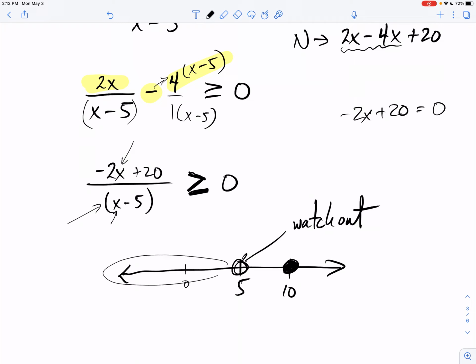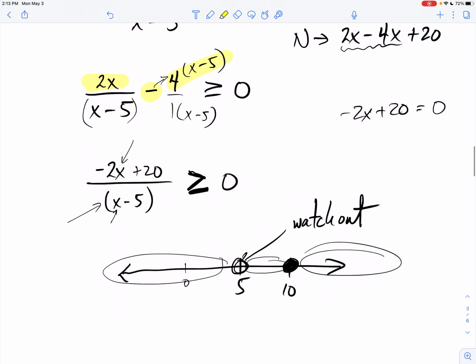So here we go. That breaks our number line into 1, 2, 3 spots. So let's work on it. In the first spot over here, let's see if anything's working. I'm going to pick the easiest number in this yellow region, which is 0. If I plug 0 in, I would get a positive 20 over a negative 5. A positive divided by a negative is a negative, and that is not what I want. I want something that's greater than or equal to 0.